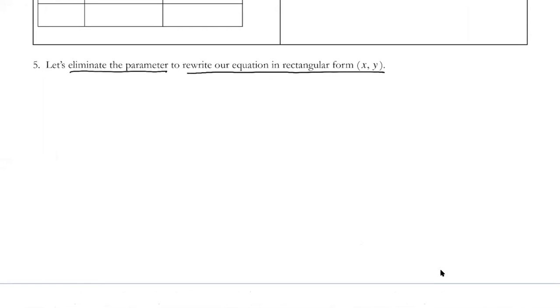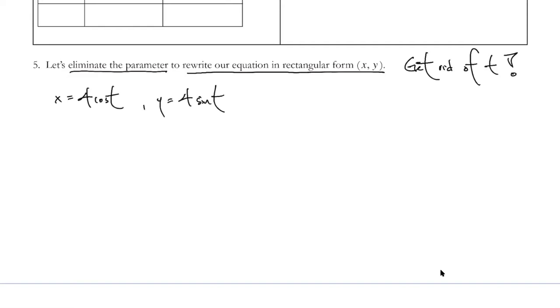Okay, so what we want to do is get rid of t. Okay, so we want an equation that is just x's and y's and no t's. All right. So I'm going to go ahead and copy down the equations we had. We had x equals 4 cosine t and y equals 4 sine t. Okay.